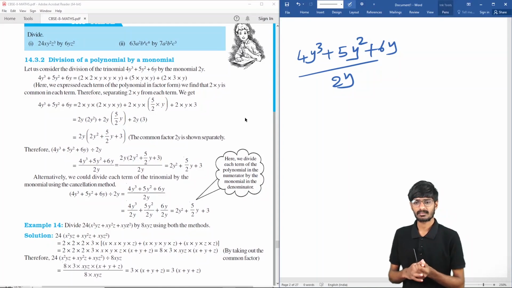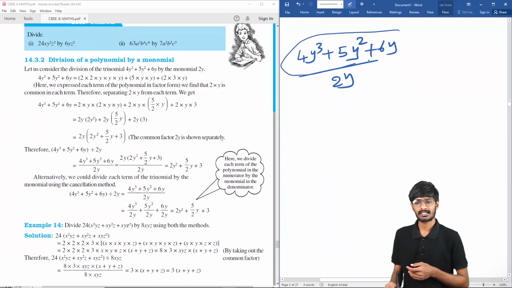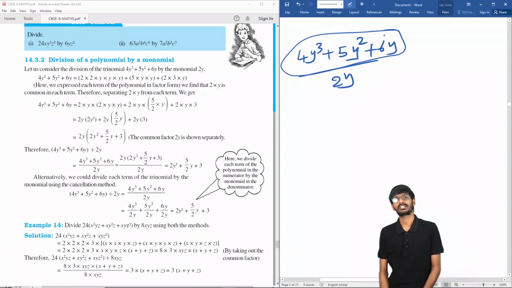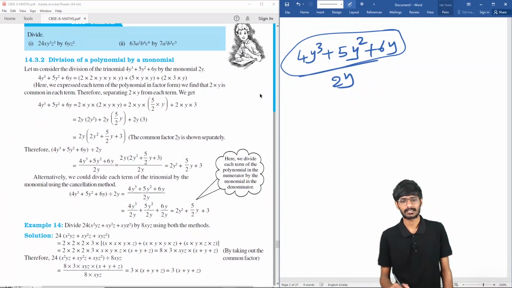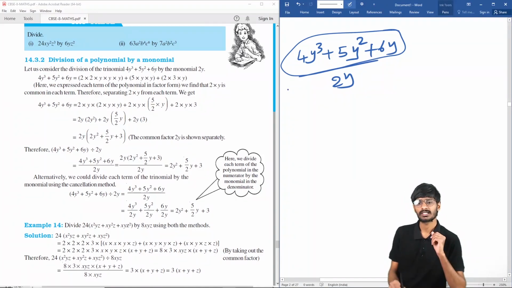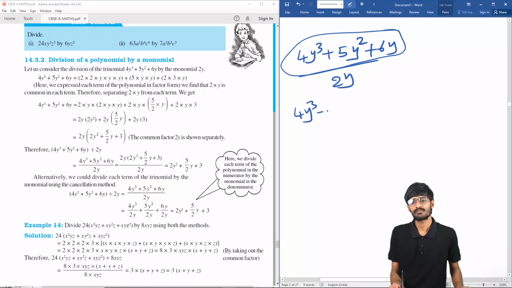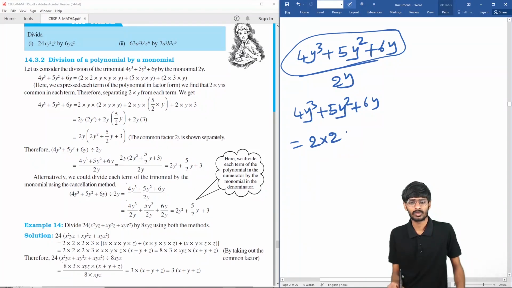How to do this task? For that, first we have to write each term in its reducible form, and you have to take out the common factors in it. Okay, students. So for 4y cube plus 5y square plus 6y, 4 can be written as 2 into y cube plus 5 into y square plus 2 into 3 into y.